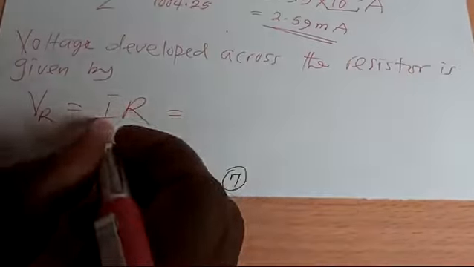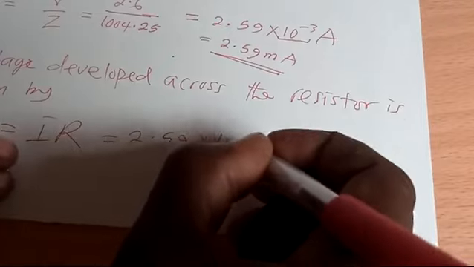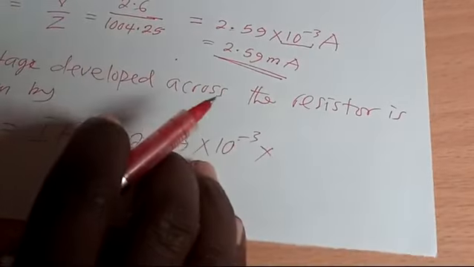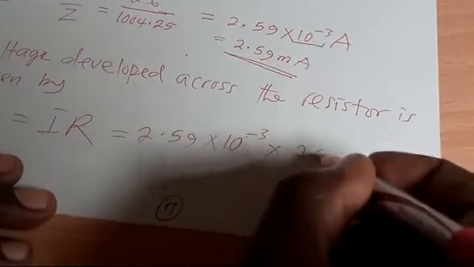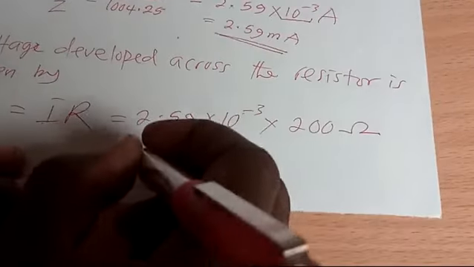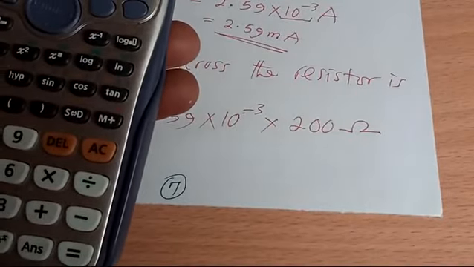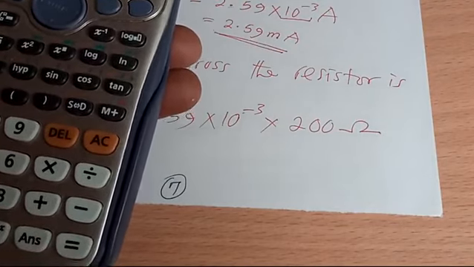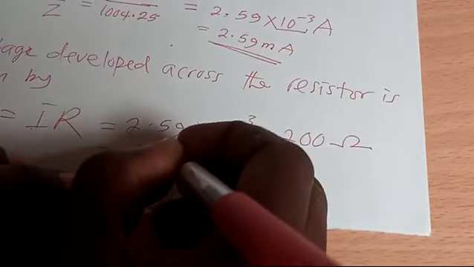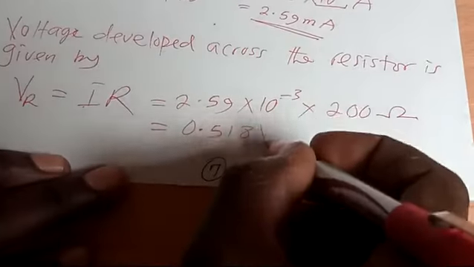You continue and say your I, which you got here, is 2.59 times 10 to the power minus 3, multiplied by the electrical resistance, which is 200 ohms. Now take your calculator and say 2.59 exponential negative 3 multiplied by 200 is equal to, and if it gives you a fractional form, press the S-D button, and you have 0.518. This is voltage. What will be the unit? Volt. You put capital V here.